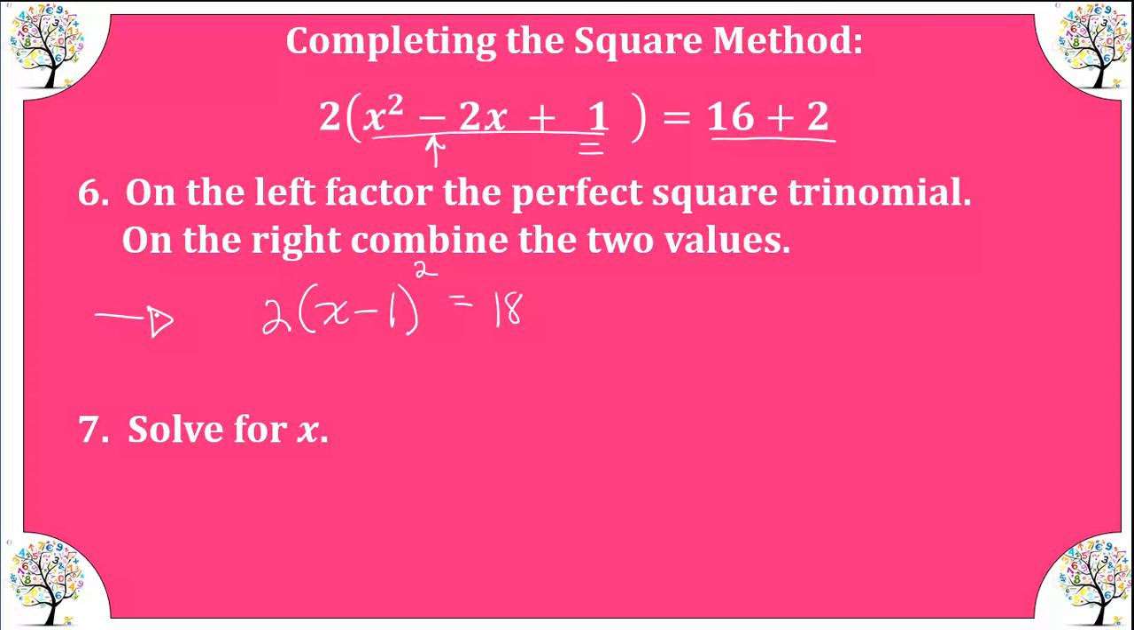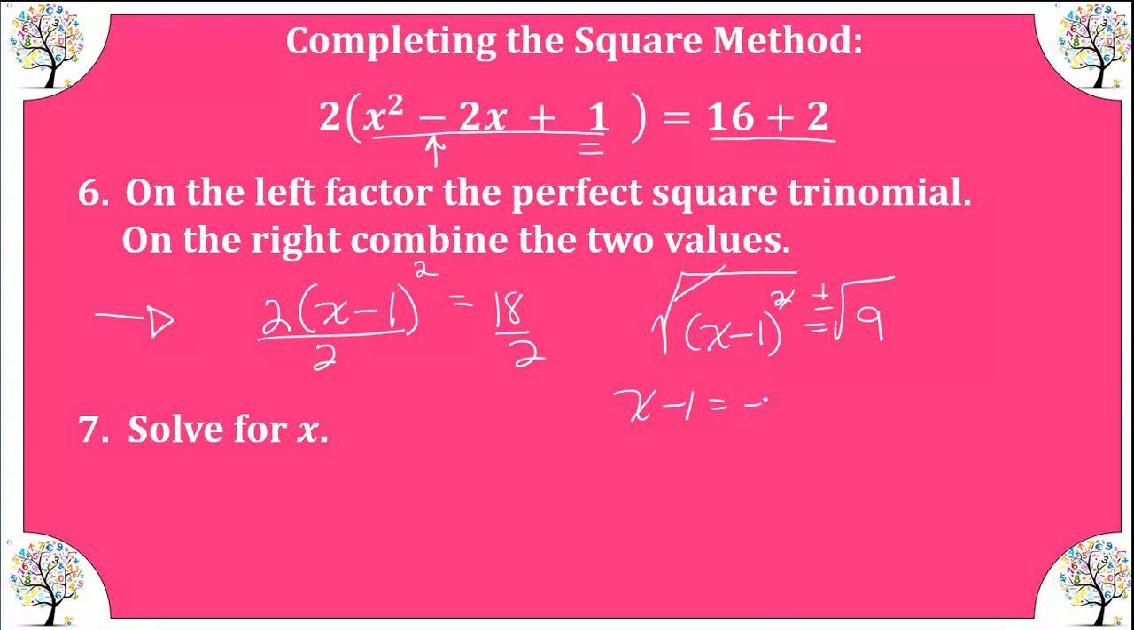So now we're going to solve for x. So we're going to divide each side by this 2. We have (x minus 1) quantity squared equals 9. We're going to take the square root. Keep in mind we're solving for x. And I have x minus 1 equals negative 3, and x minus 1 equals the positive 3. One root is negative 2. The other root is 4. These are the two x-intercepts. So that was quite a process.